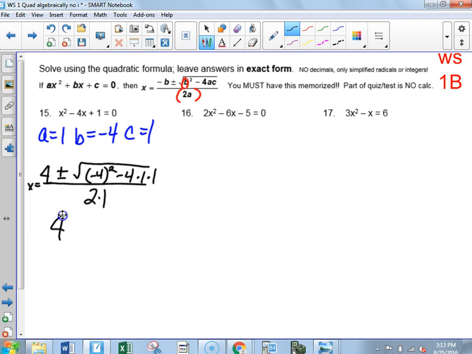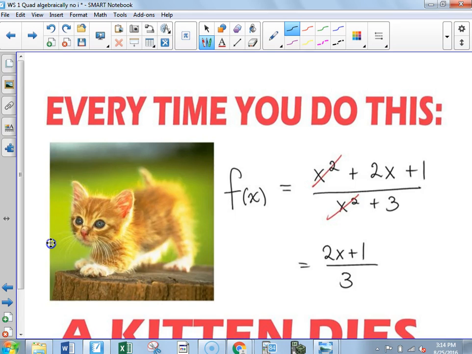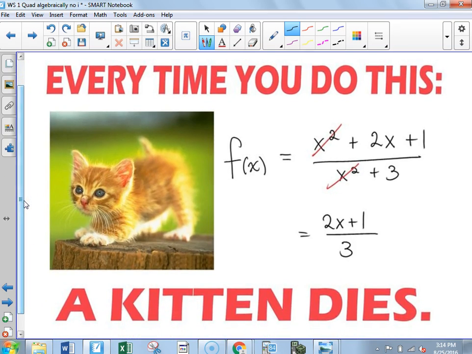All right, so we get 4 plus or minus the square root of 16 minus 4 in here, which is 12, over 2. Okay. Do you remember me talking about this yesterday? When we were doing the yellow sheet? Wait, what? I was not here yesterday. I missed this. Can you cancel the x squareds right there?